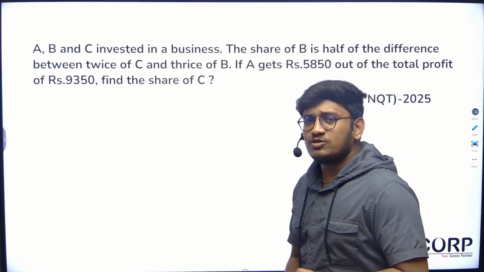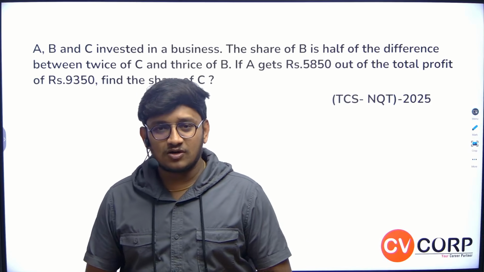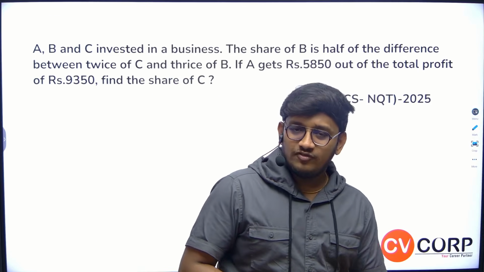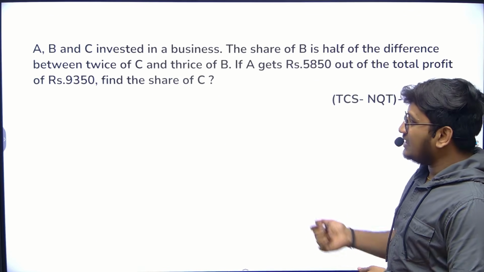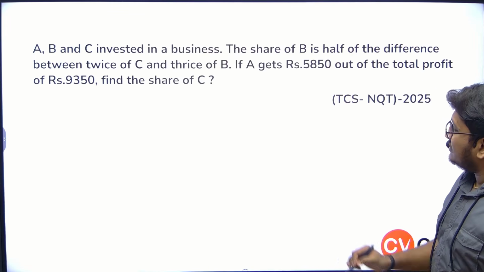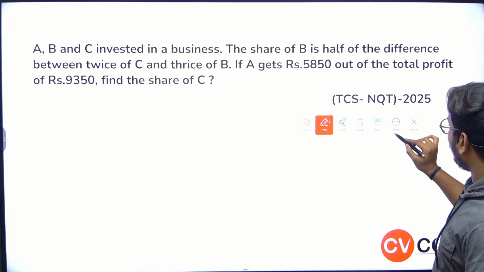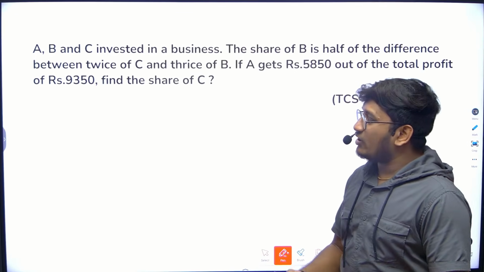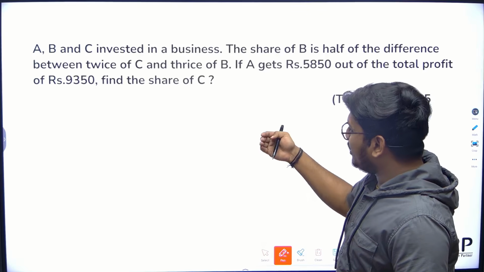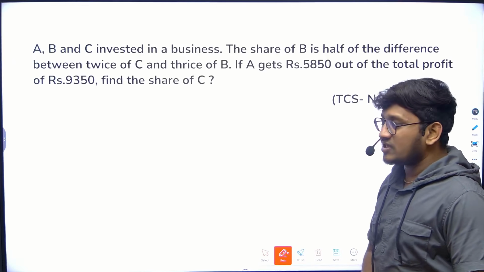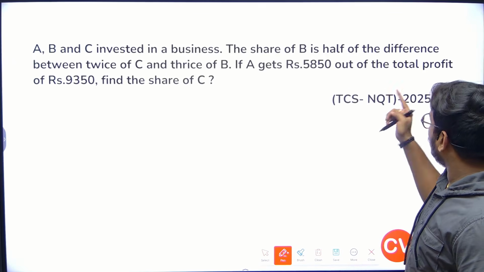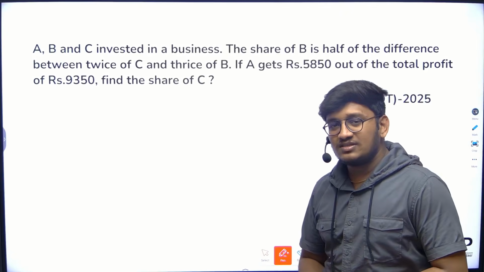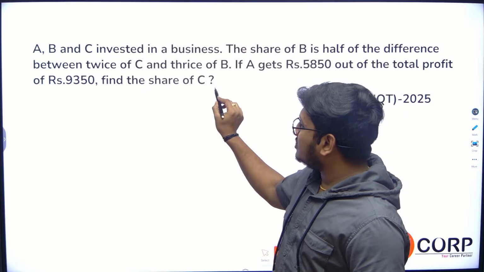Next one. This is also one of the good questions from the concept of partnership. If you read out the question: A, B, C invested in a business. The share of B is half of the difference between twice of C and thrice of B. If A gets 5,850 rupees out of the total profit of 9,350, what is the share of C?